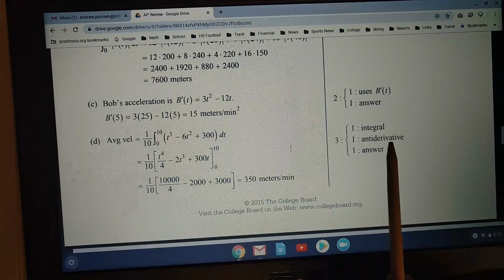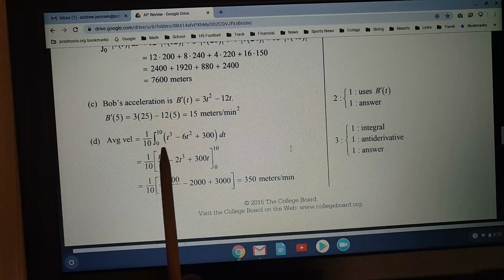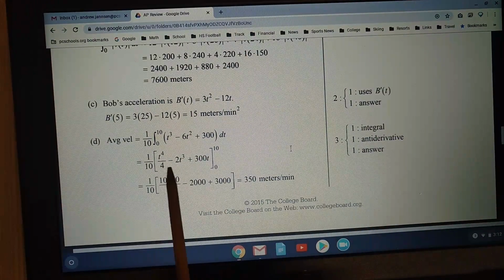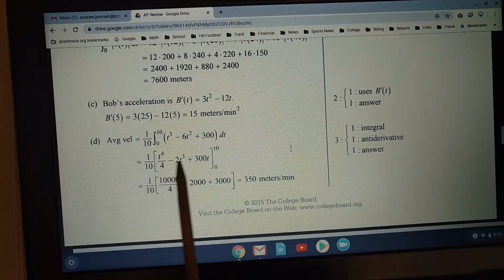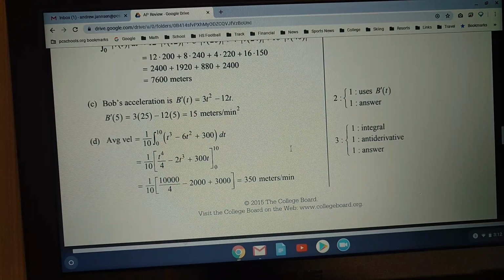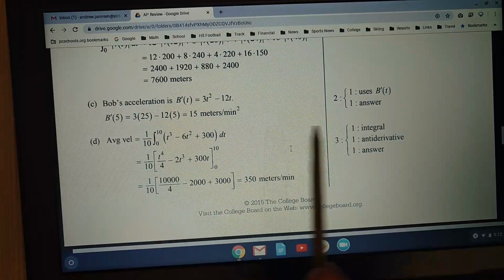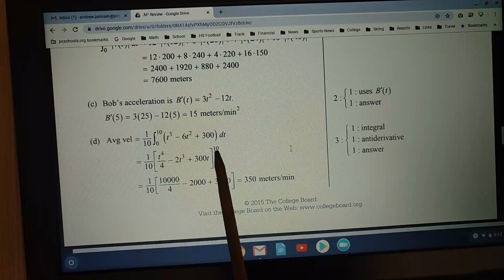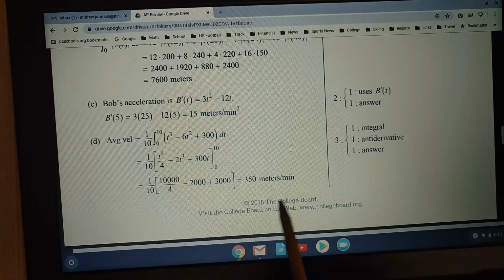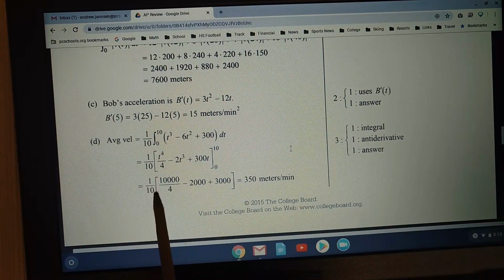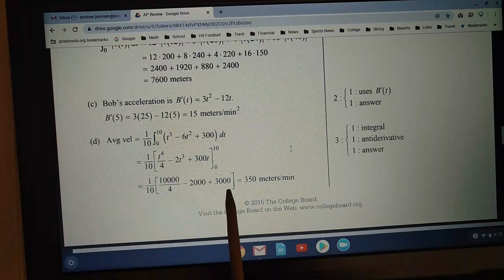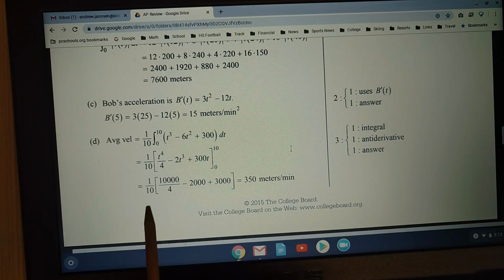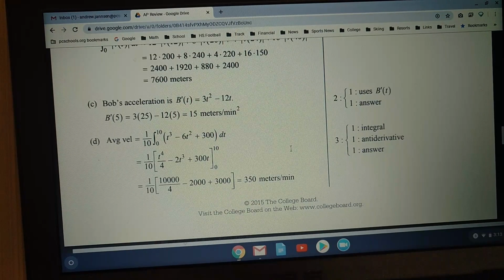And then for part D, the integral, that's the limits and this expression inside there, that gets 1 point. The antiderivative, that's this expression inside of brackets, gets you a 2nd point. If you put the wrong limits here, you would lose the integral point, but you could still get the antiderivative point. And of course, if you have the wrong limits, you're not going to get the answer point, but the answer point also relies on this 1/10 here. So this gets you the answer point right here, or you can say 350. But you can't have this and then do it incorrectly and still get your answer point.